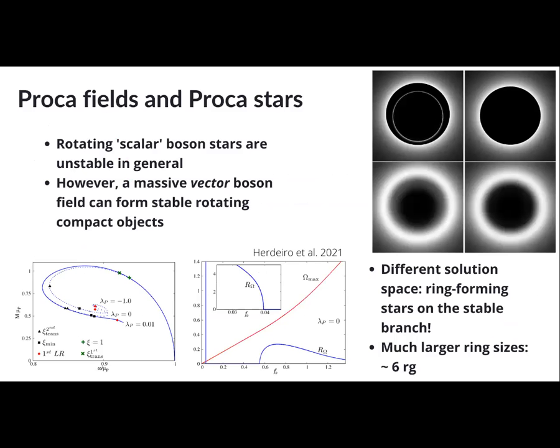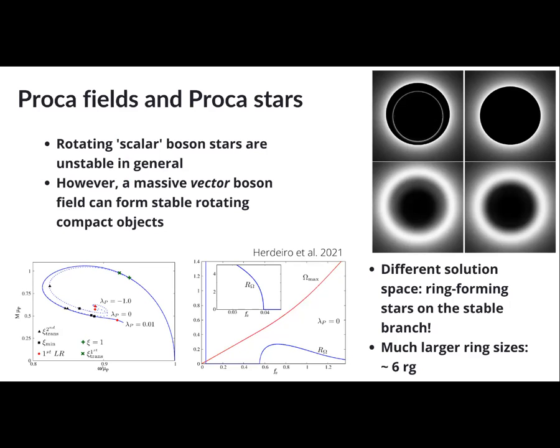However, these are not the only objects with these properties of having no surface and no event horizon. There are more families of these objects, and one of the simplest that can be constructed besides boson stars are what are known as Proca stars. Proca stars are exactly the same, except that instead of being made of a scalar boson, they are made of a vector boson, a massive vector boson.